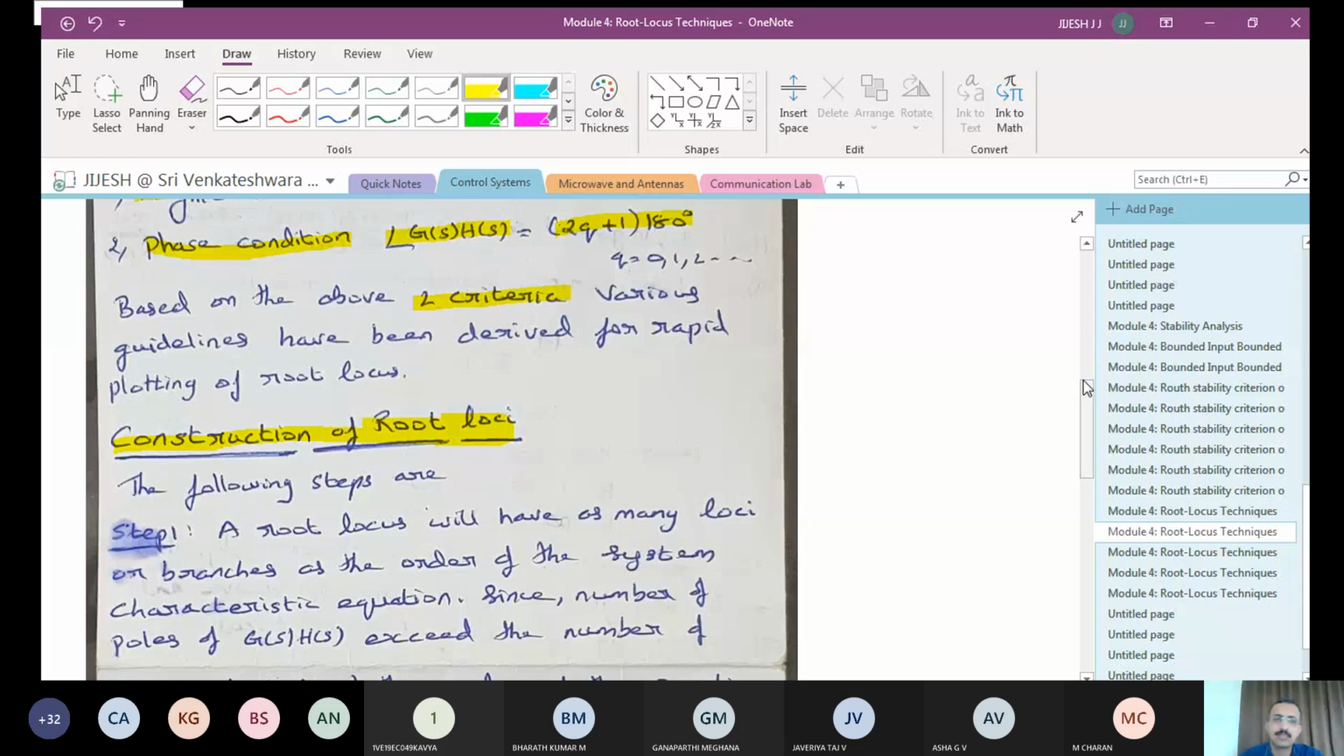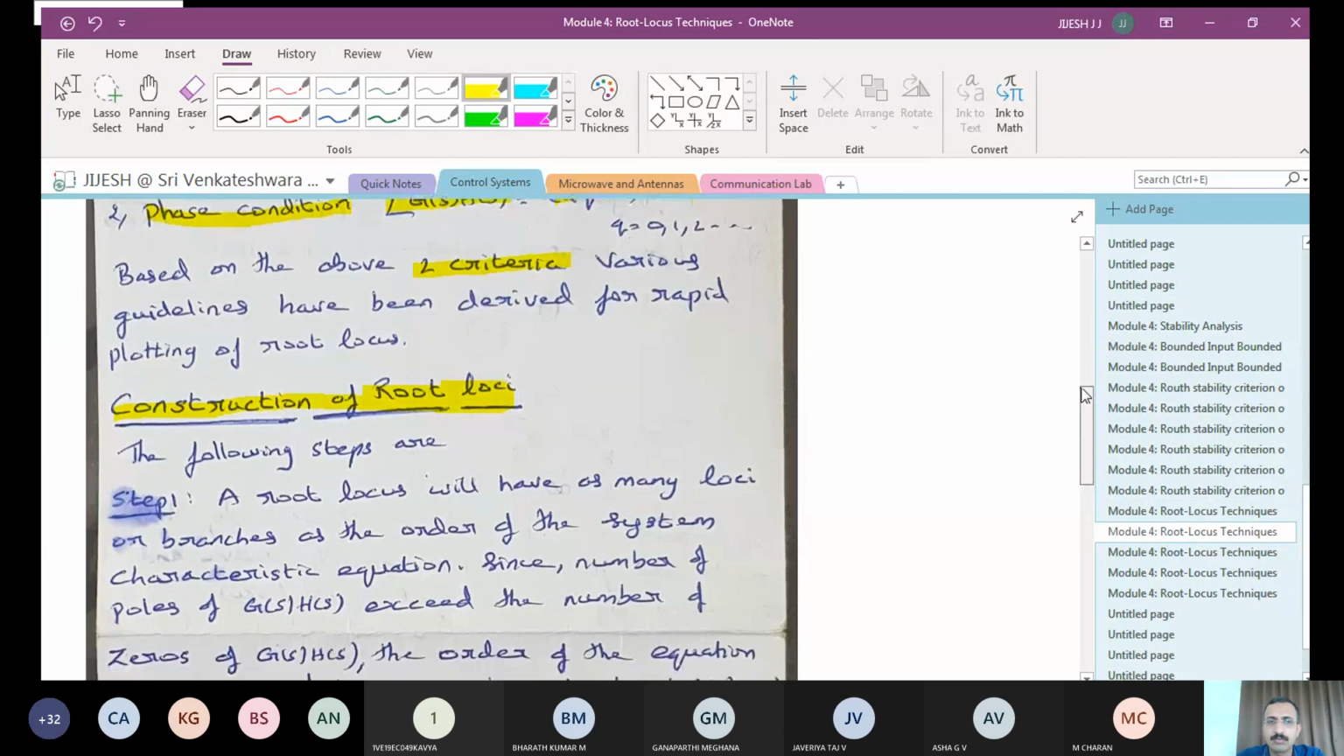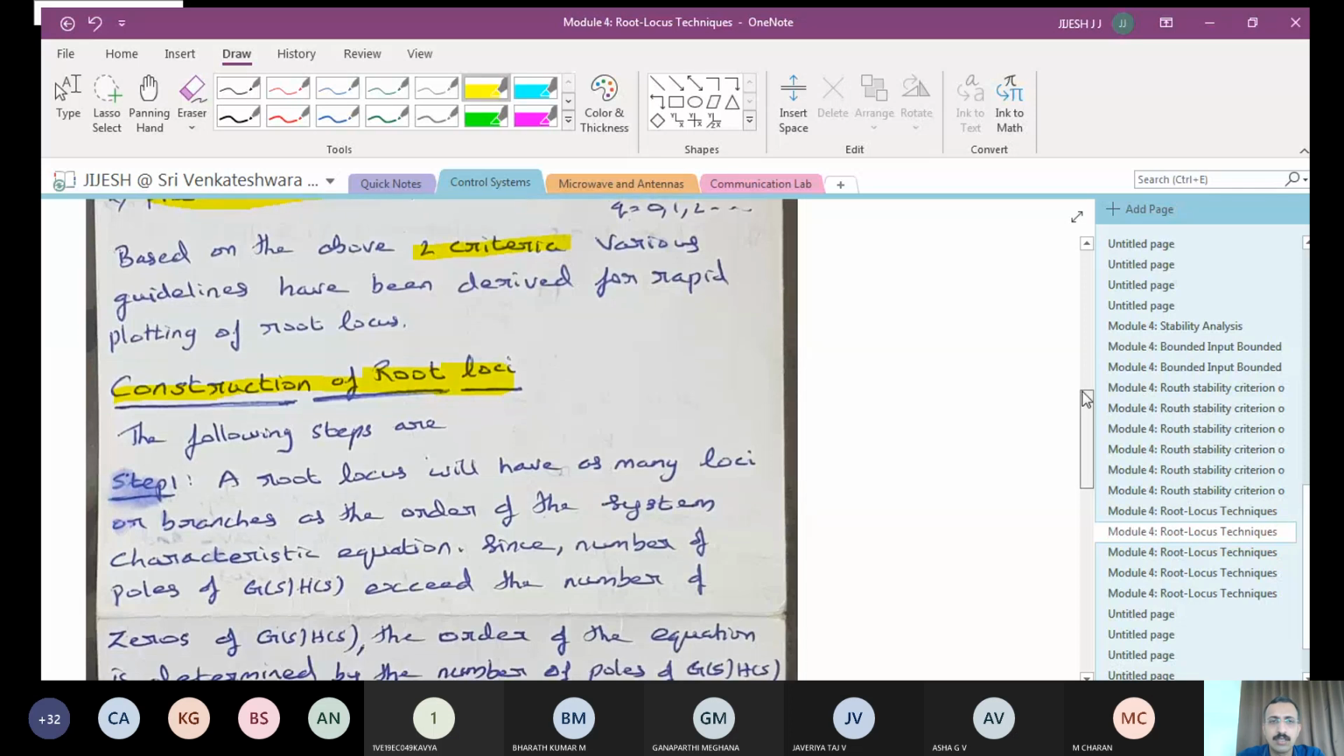So in construction, we have so many steps. One by one we will see, and you should be very careful while understanding each step. If you understand this root locus properly, the margin of error in the university exam is very small, because for any problem you have to go through a step by step process. Okay, I think you might have completed by this time.